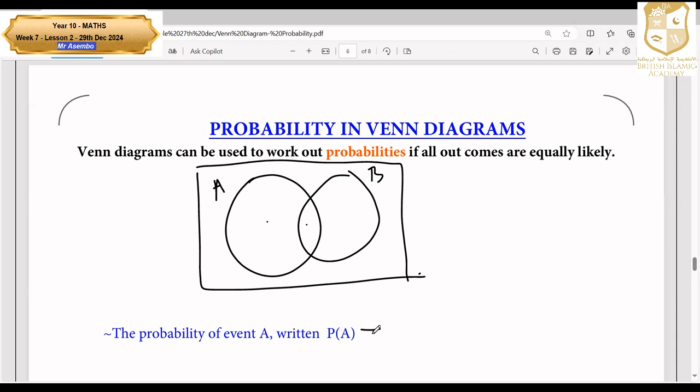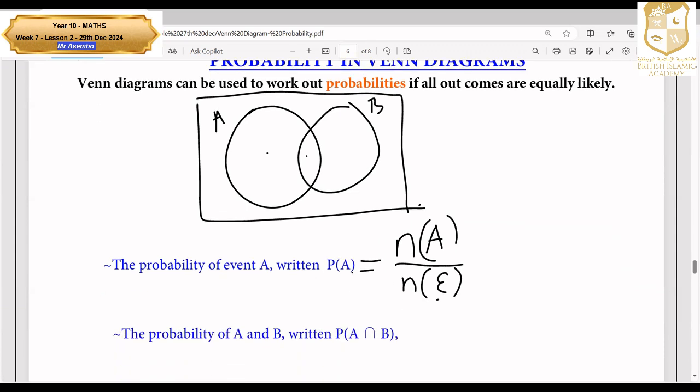Now, an example. If you're told to get the probability of, let's say, picking members from set A, or of an event A occurring, we simply take the cardinality of set A. That means the total number of members which are in A, then divided by the total number of elements under discussion, which we call in this case the universal set. So given the members of A and the universal set, we can calculate the likelihood of A occurring.